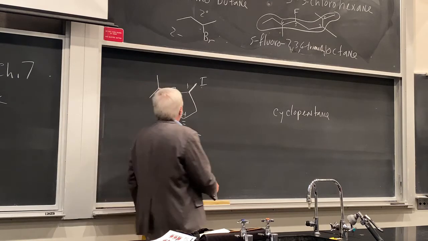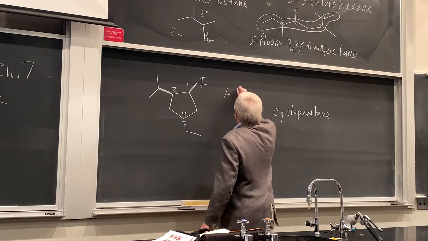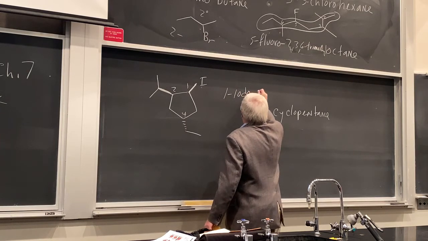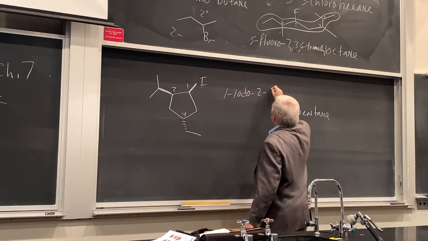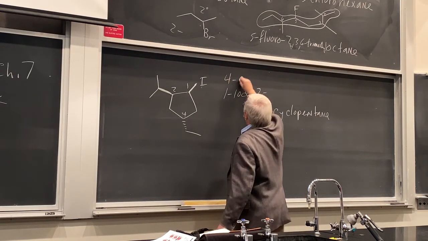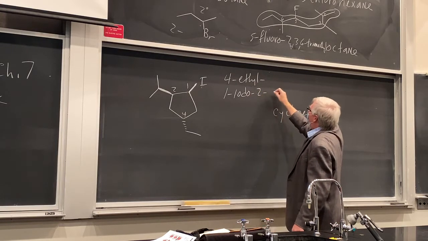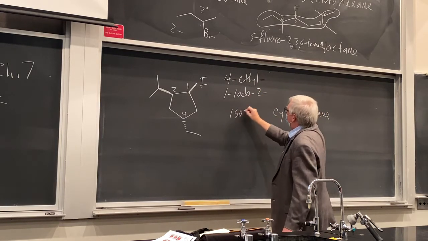So what would it be? What do we got now? 1 iodo, 2 isopropyl. No. Okay. So up here we have to have 4 ethyl, right? So that's first. Then 1 iodo, then 2 isopropyl.